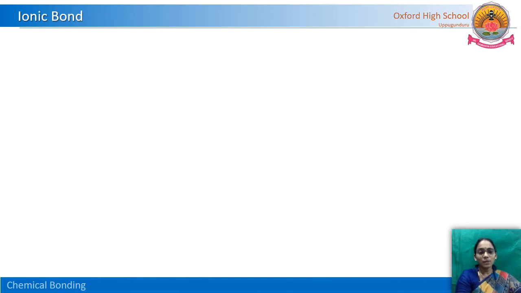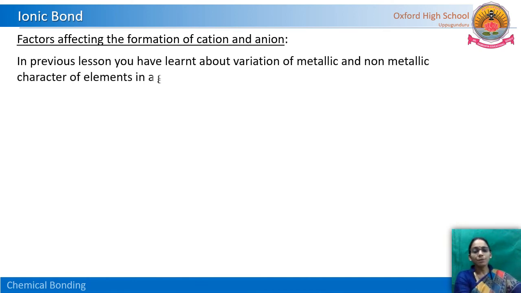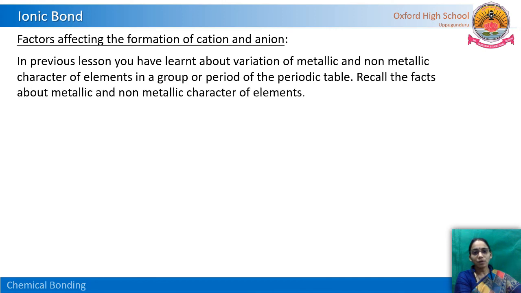Now you know what is ionic bond and how the ions are arranged in the ionic compounds, and let us see what are the factors that affect the formation of cation and anion. For the formation of ionic bond, cation and anion are most important. What are the factors that affect these cation, anion? In the previous lesson you have learnt about variation of metallic and non-metallic character of elements. Do you remember that one? How those are varying in a period and in a group. Let us recall the facts about metallic and non-metallic characters of elements.